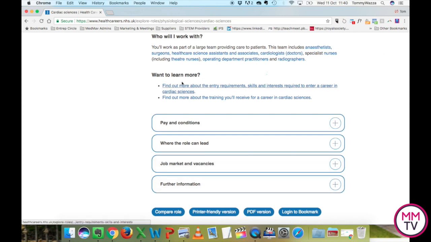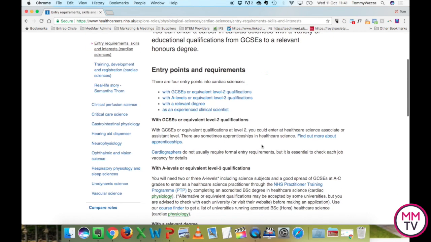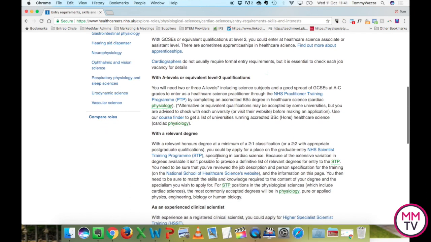So we want this thing here. All these pages will have this link, just this bit down here: find out more about the entry requirements, skills and interests to go into a career in cardiac sciences. So we'll click that link there. Entry requirements, perfect. GCSEs, there we go. A-levels, perfect. Degree, or as an experienced clinical scientist. These will just take you down here.